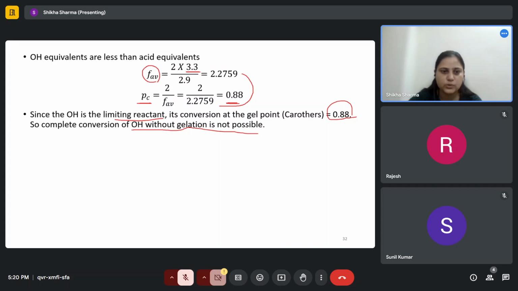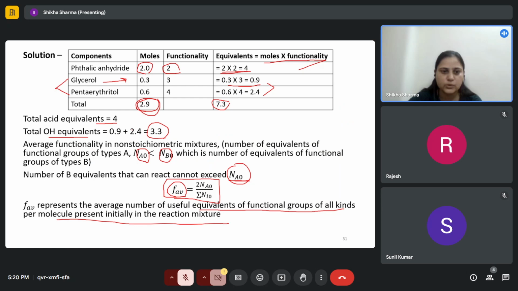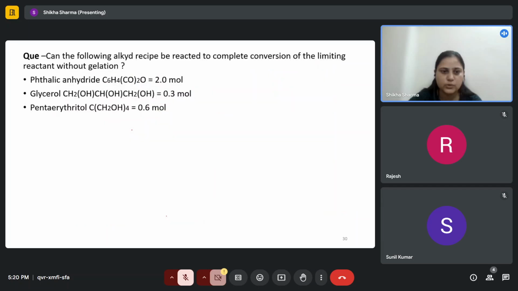So let's summarize this question, how we approached and how we calculated. This question asked that, can the following recipe, if we mix these things, if we take the phthalic anhydride, glycerol and the pentaerythritol, if we take all these three, then they will react, right?